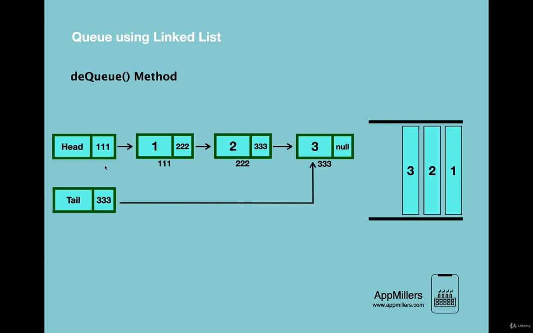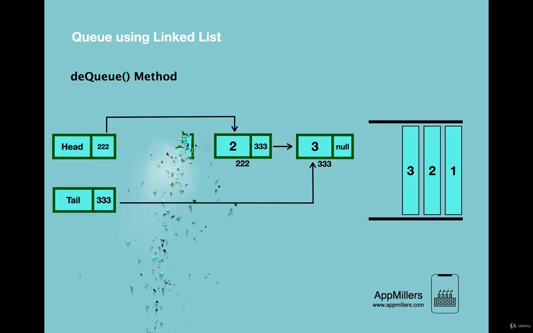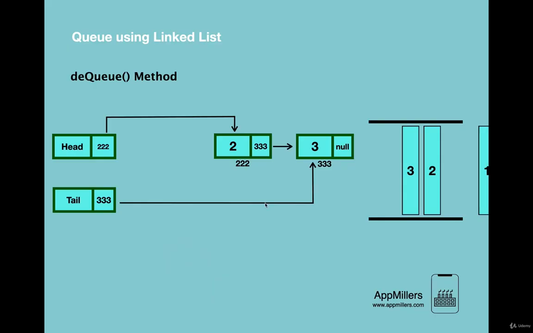By setting it, we are creating a link between head and the second node over here. And then the link between head and the first node gets destroyed. Now this node becomes eligible for garbage collection. So we are returning this node and the garbage collector comes and deletes this node from here. And this node will be returned from the queue.